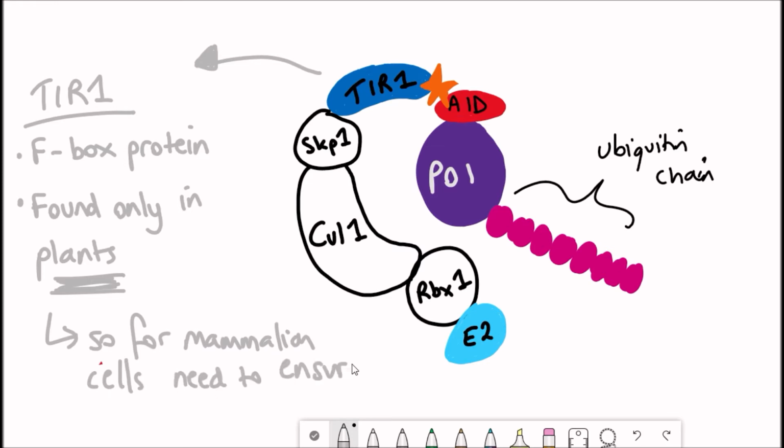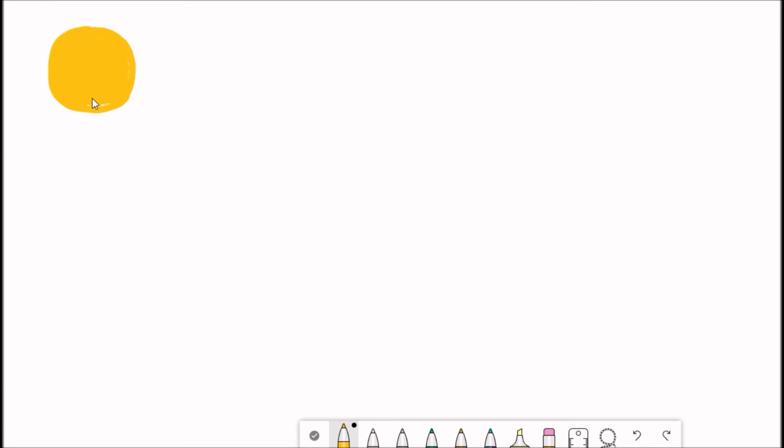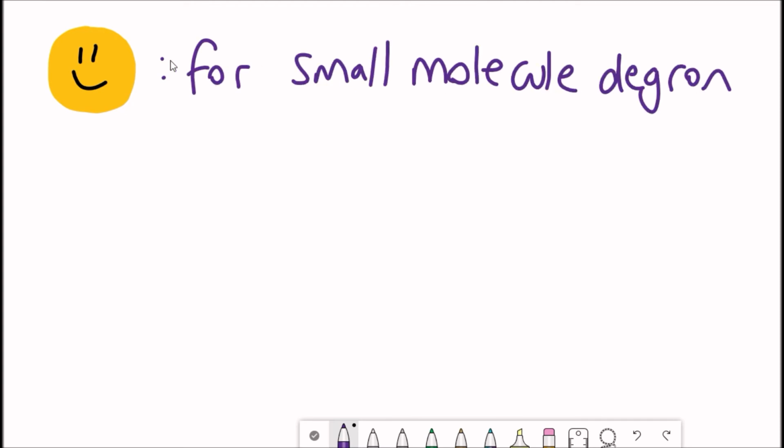However, mammalian cells don't have TIR1, so if you want to use this in mammalian cells, that cell has to be expressing TIR1 for the system to work. And so the cool thing, as I've already mentioned, with the small molecule degron systems, is that you could add auxin to the cells that would promote degradation of your protein of interest.